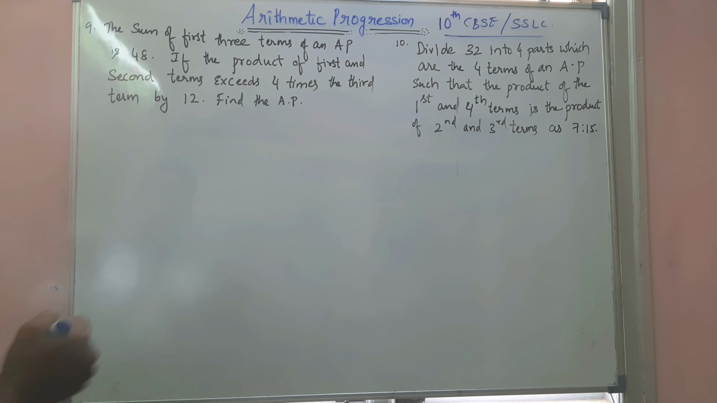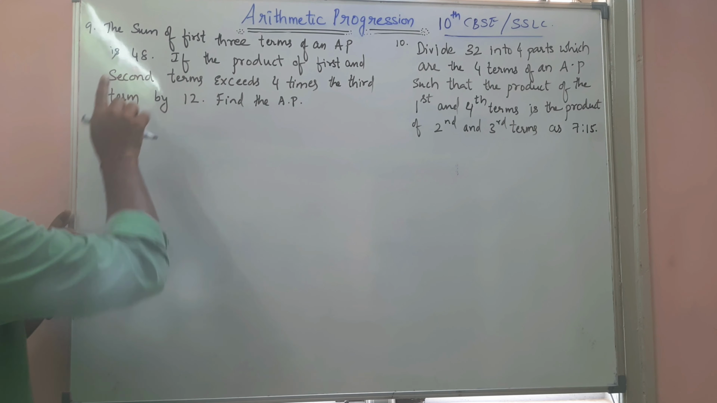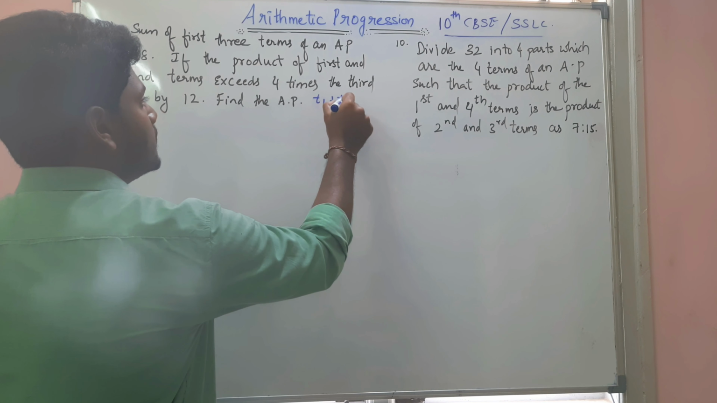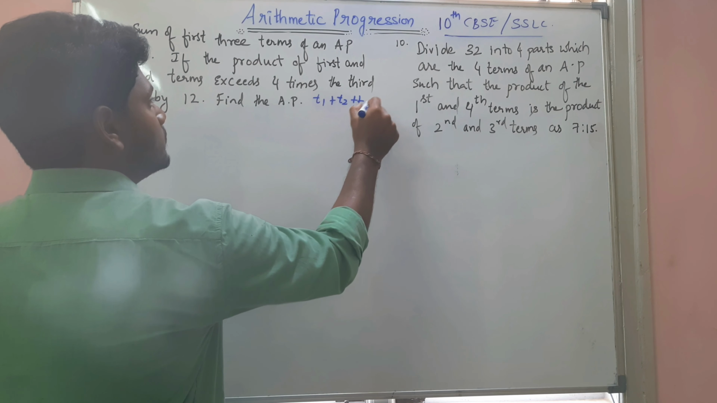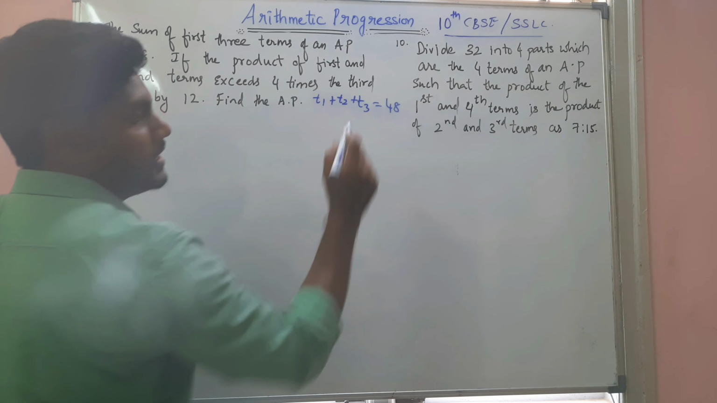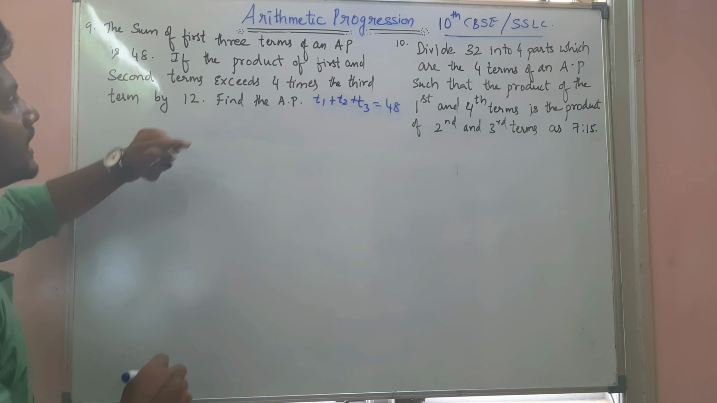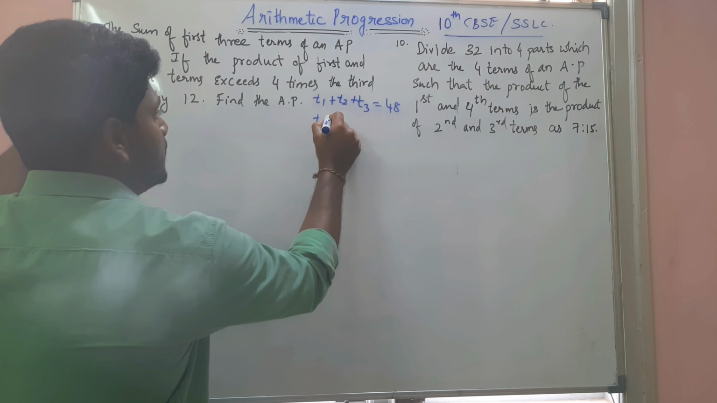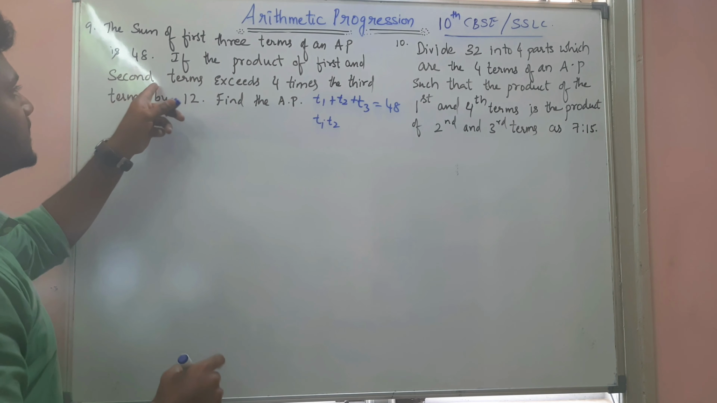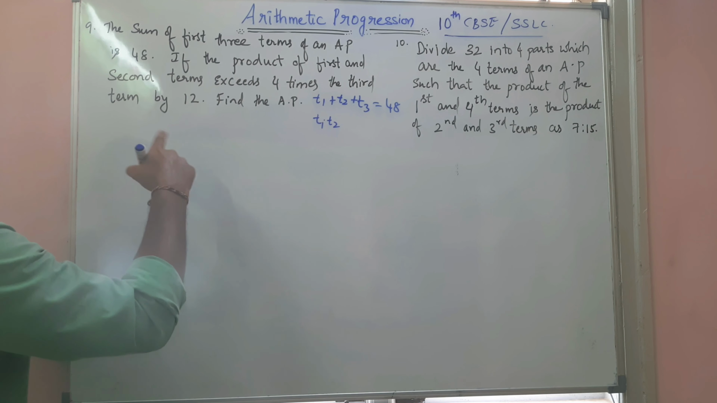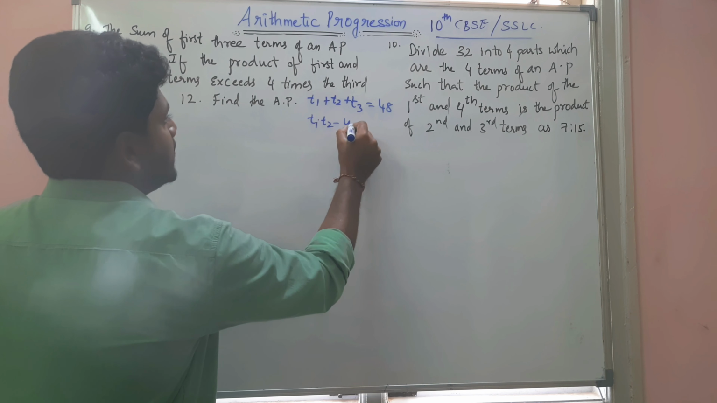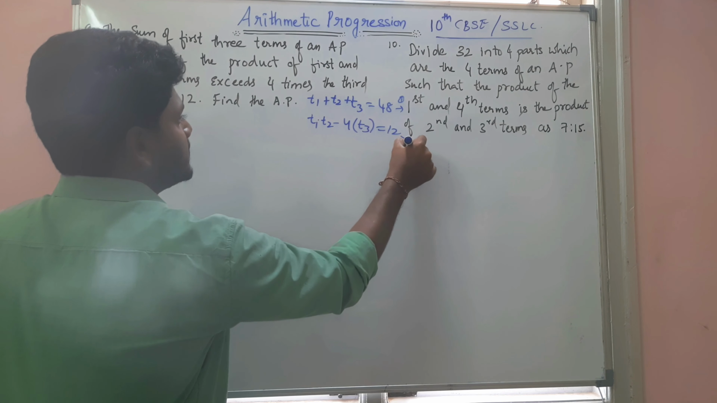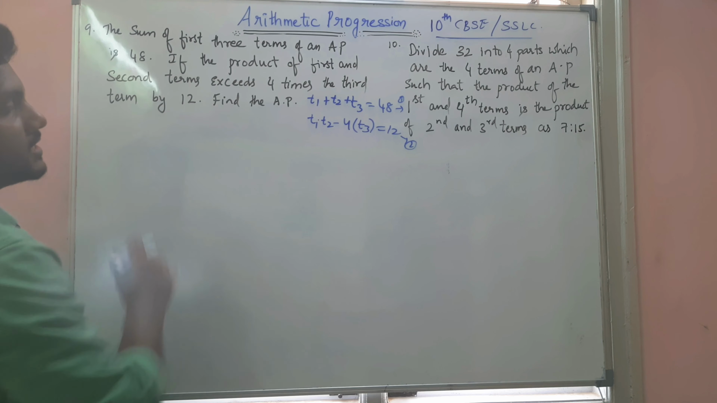Next, the very important model: the sum of the first three terms of an AP is 48. Sum of the first three terms, nothing but T1 plus T2 plus T3, is 48, given. Next, the product of the first and second terms, T1 into T2, exceeds 4 times the third term by 12. So these are the two conditions given, and based on them we need to solve.